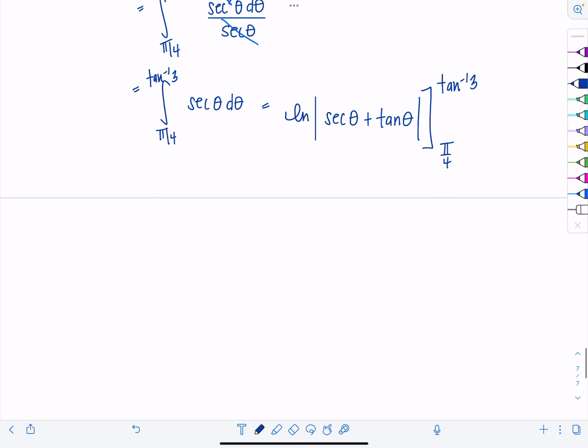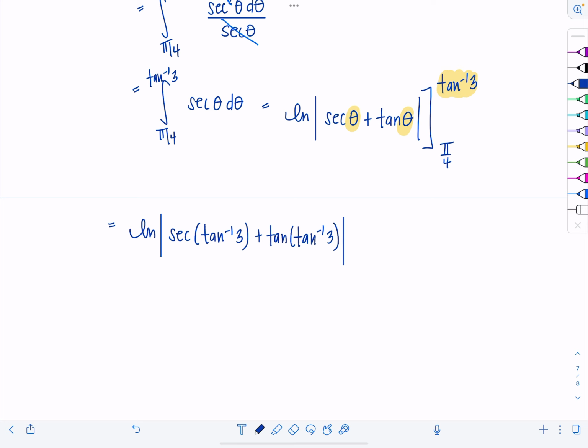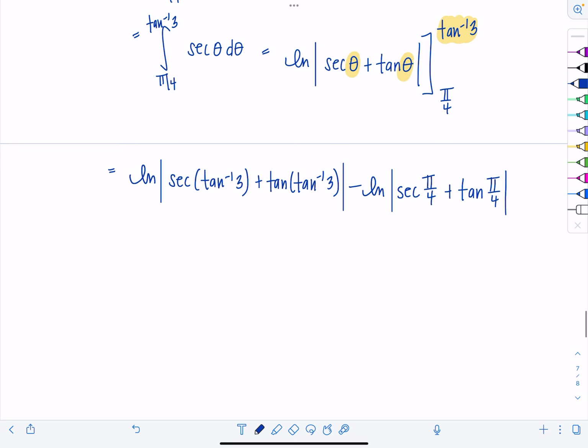Okay, here's my favorite part. So now we've got ln, absolute value, substituting in tan inverse of 3 for theta. The first expression is going to be secant of tan inverse of 3 plus tangent of tan inverse of 3 minus ln, absolute value, secant of pi over 4 plus tangent of pi over 4. All right. Don't get your calculator out, please. Don't even think about it.